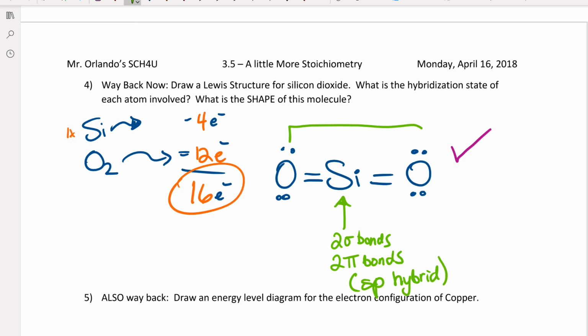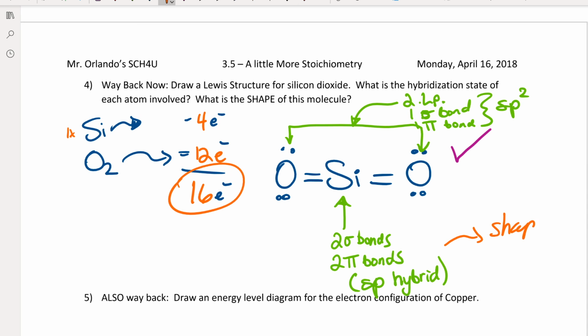And these 2 oxygens are the same, so we can think about them at the same time. They have 2 lone pairs, they have one sigma bond and one pi bond, and that makes them sp2. What's the shape? Well, the central atom is sp, which means this is one-dimensional, so the shape is linear. Been a while since we've done that, eh?